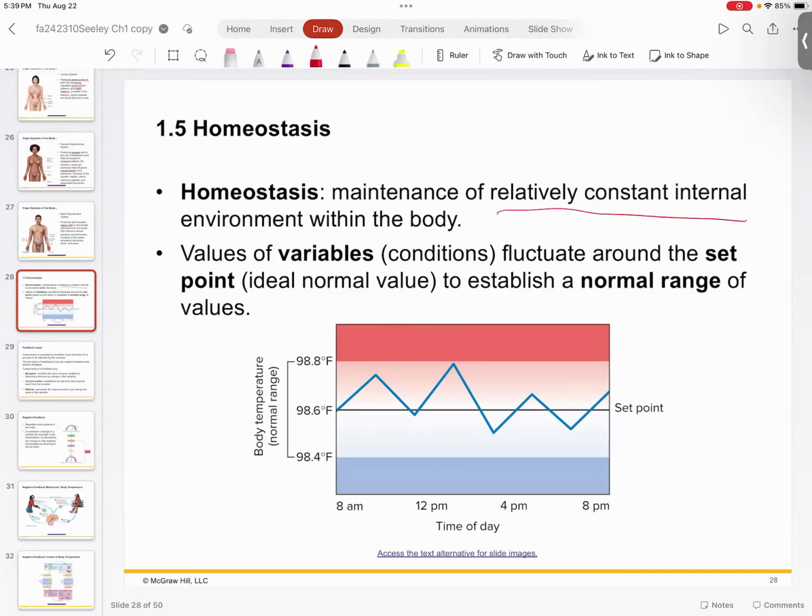Well, here's basically what it is. So what we have here is body temp. I want to use an example of blood pressure because blood pressure is basically constantly oscillating throughout the day. So it's going up and down and up and down and up and down.